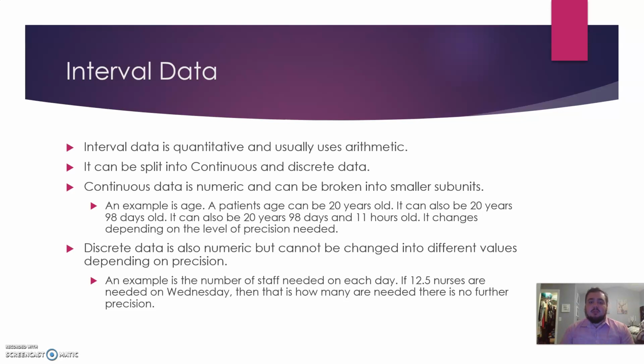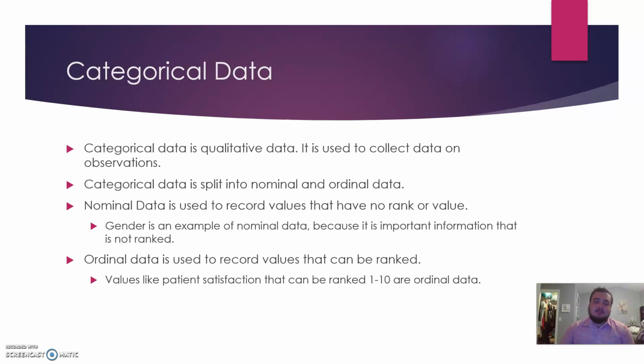Discrete data is also numeric but cannot be changed to different values depending on precision. An example is the number of staff needed on each day. If you need 12 and a half nurses on Wednesday, then that is how many are needed. There is no further precision allowed on that.